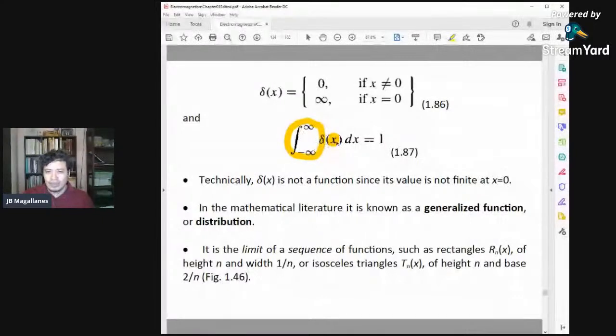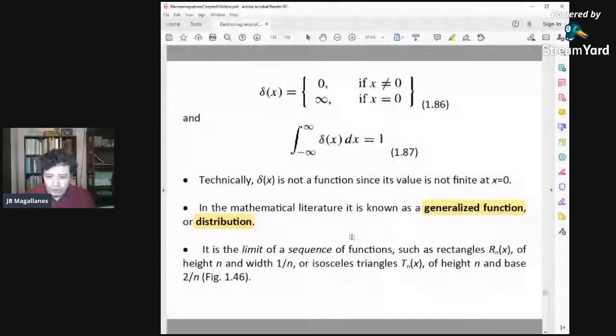In this case, the argument that makes this x equal to 0 is x equal to 0, so it's within the limits of the integral, and it's equal to 1. So you can change the limits here. Formally this is negative infinity to positive infinity, but as long as the limits of the integral include the value at which the whole argument is 0, you get an integral of 1. Again, delta x is technically not a function, but it's called a distribution or a generalized function.